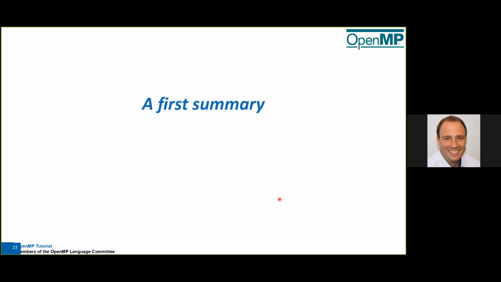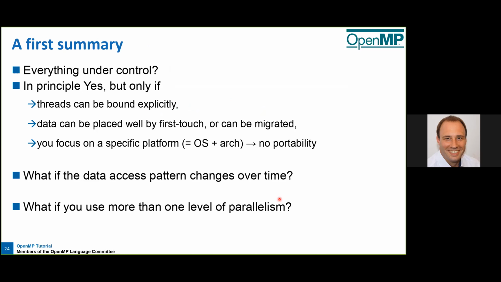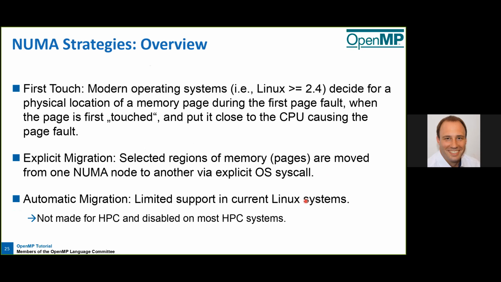So let me draw a summary here. What do we learn so far? We can control data placement on NUMA nodes, and we have understood that respecting NUMA is important for performance, but there are a few challenges. What happens if the data access pattern changes over time? We have to deal with that. And sometimes the OpenMP features do not or cannot address all use cases.